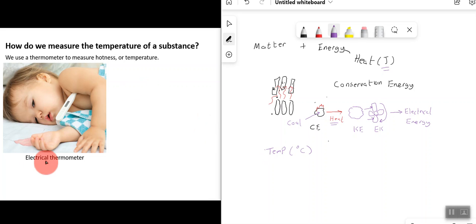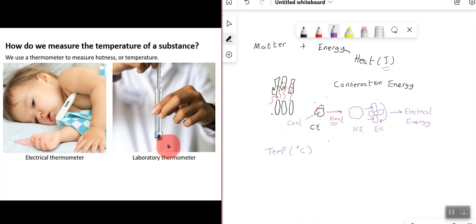We can use one of these, which is a thermometer. So we have an electrical thermometer, and then you can also have, for example, a lab thermometer that looks like this. What will happen is, depending on the amount of heat energy that is absorbed by the top of the thermometer, that will determine how hot or how cold the substance is, and that will give us a reading in temperature, which would be in degrees Celsius.